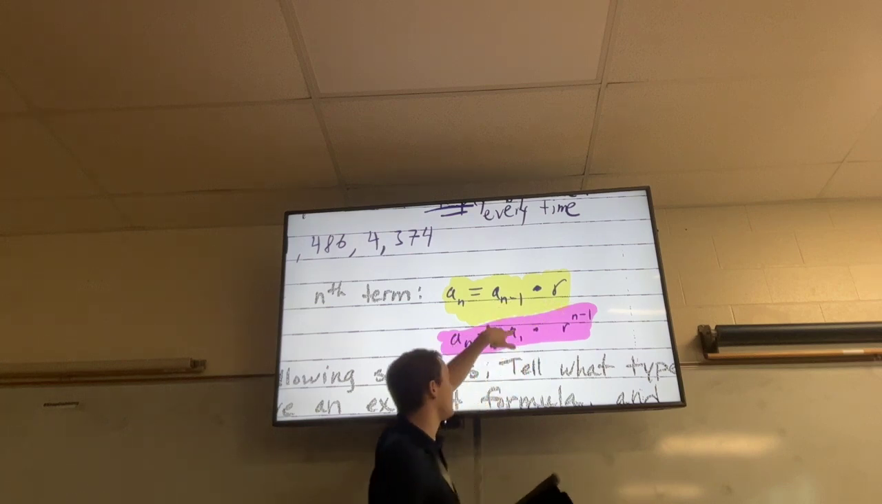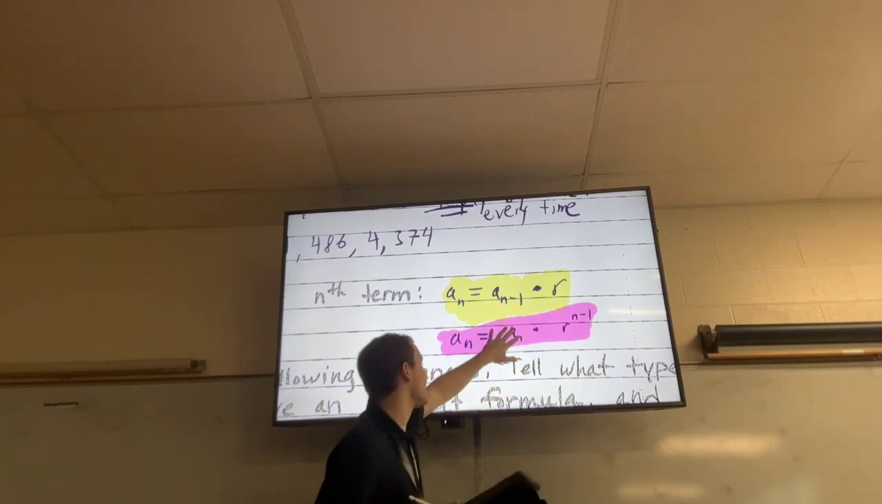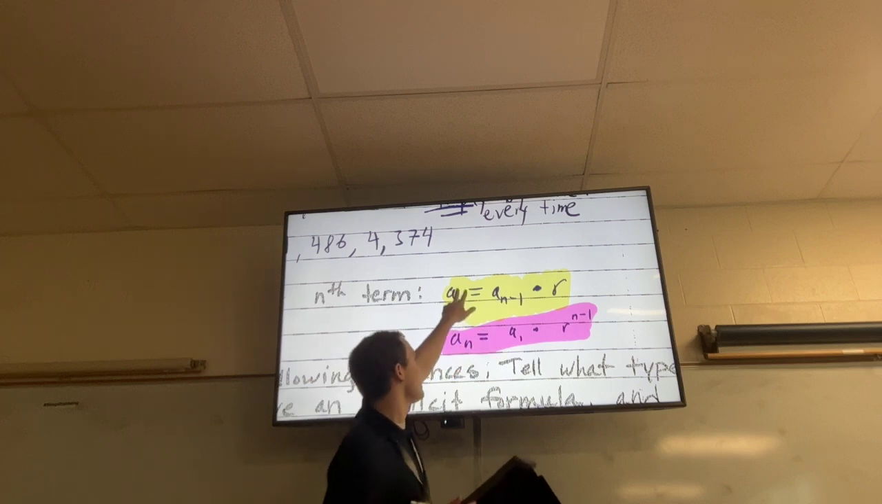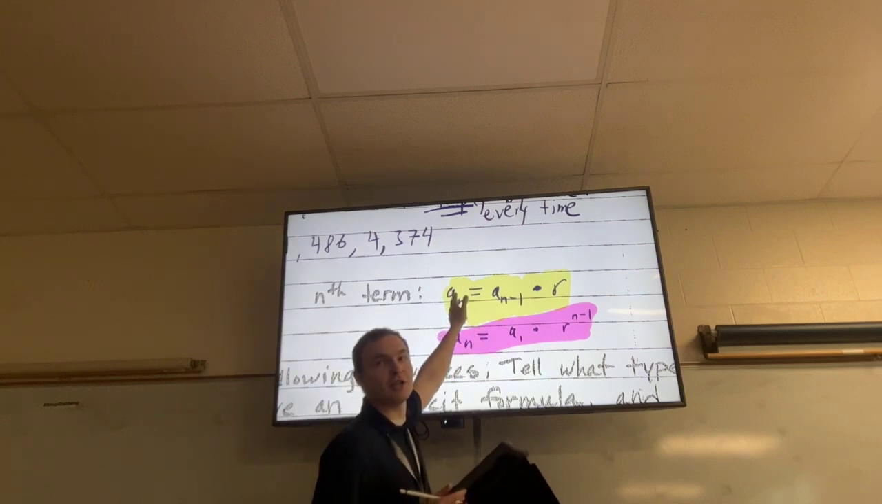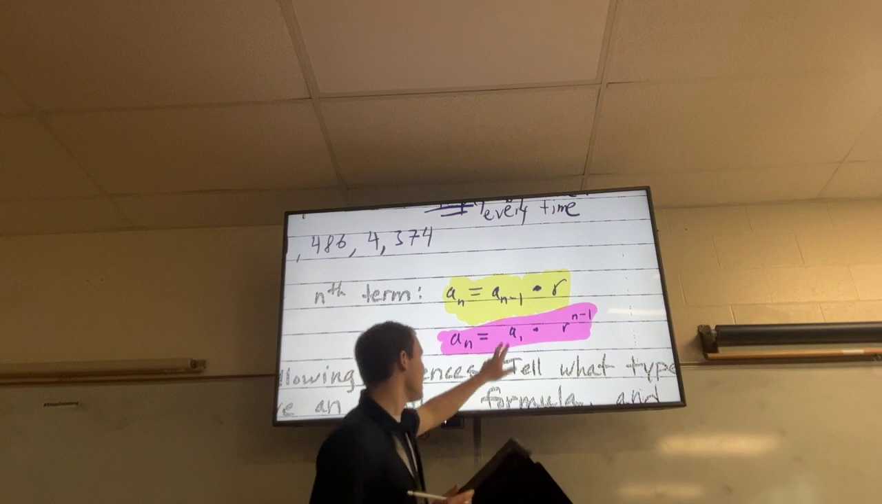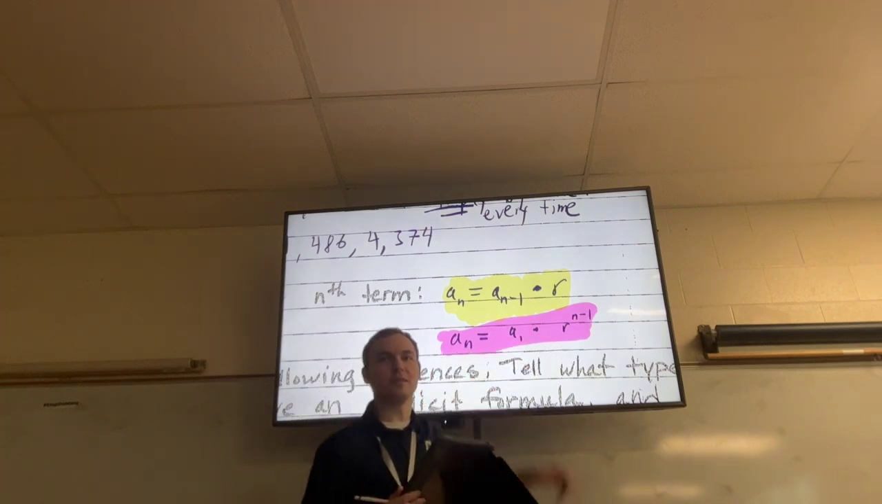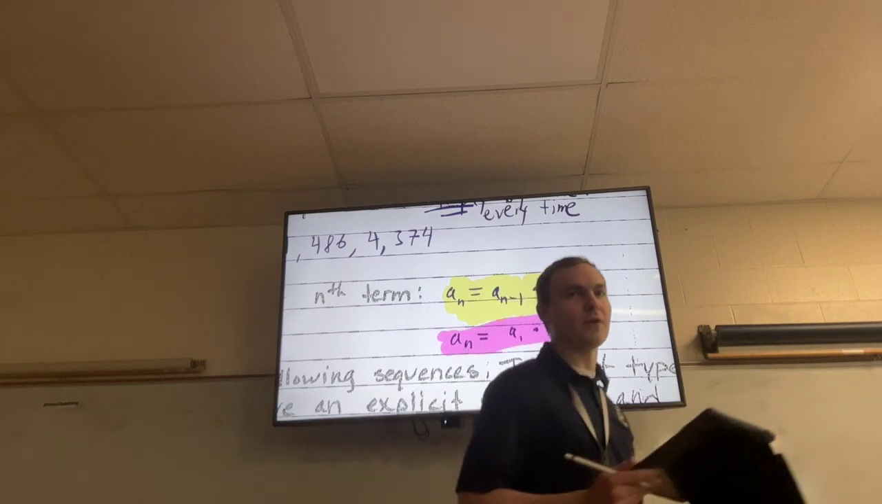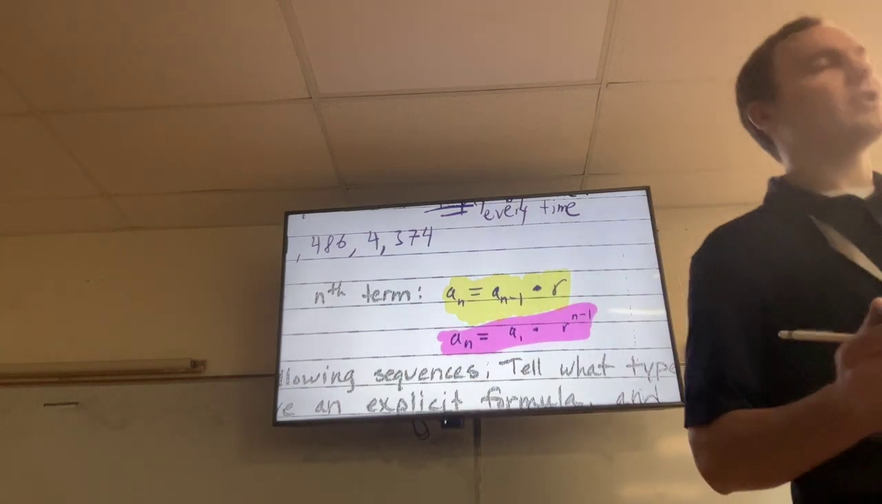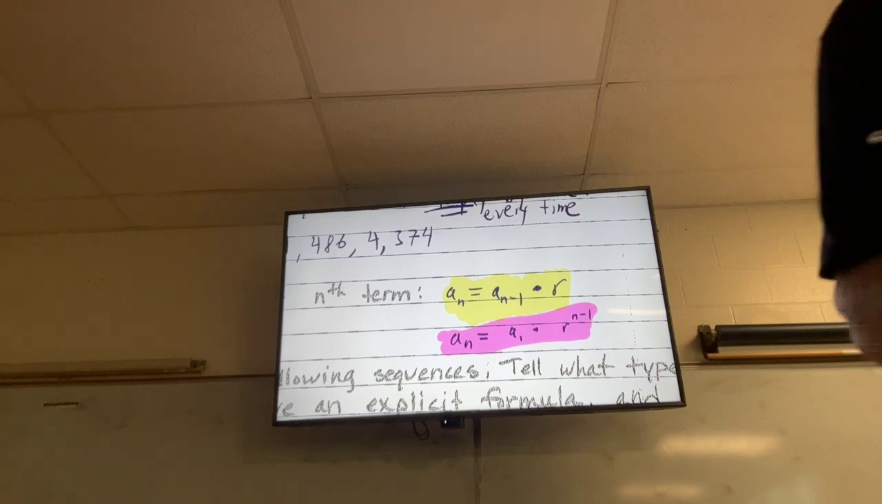Okay. These are both two formulas you can use to get the same thing. They just take different inputs. For this one, to get the nth term, like to get the 50th term, you would need the 49th term. For this one, to get the 50th term, you just need to know the first term and the common ratio. A lot of times, it's easier to get the first term in a sequence than it is like the 49th or whatever.